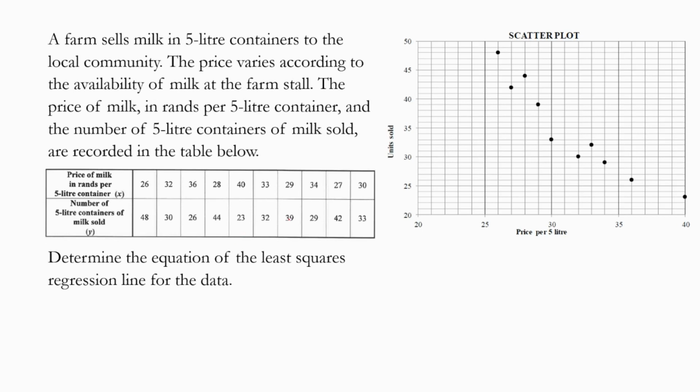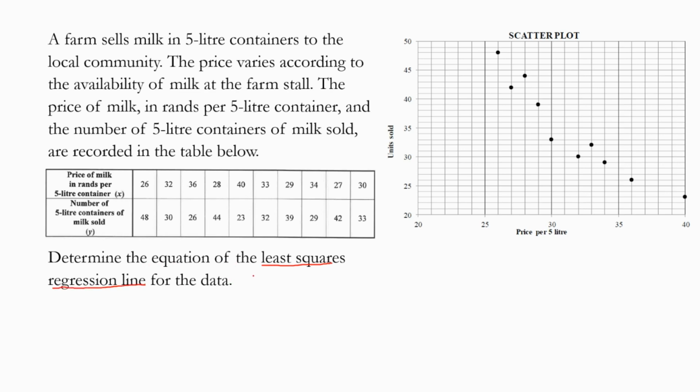The information is still the same. We have this information about the relationship between the price of milk in rands per 5-liter container and the number of 5-liter containers of milk sold. Determine the equation of the least squares regression line for the data.